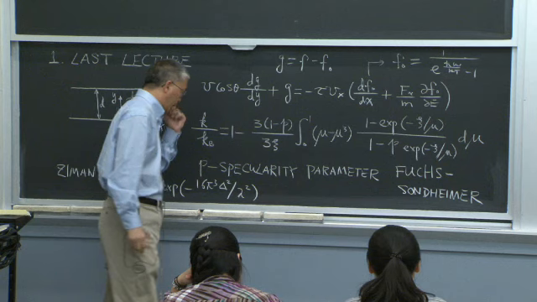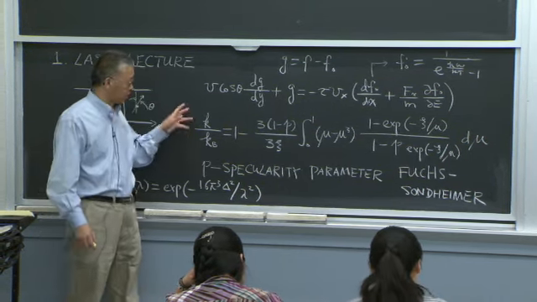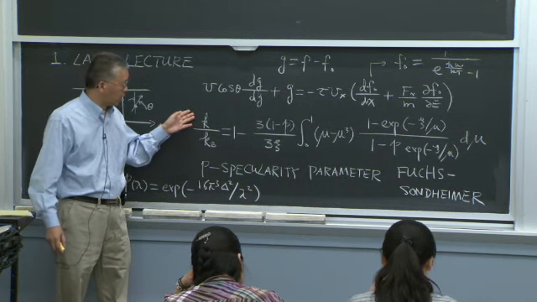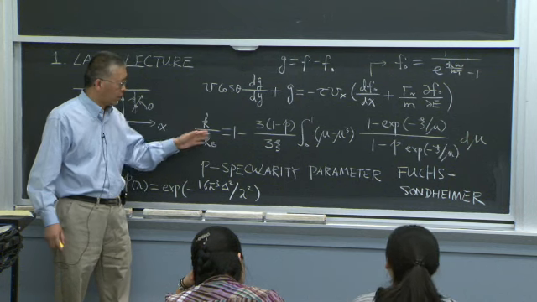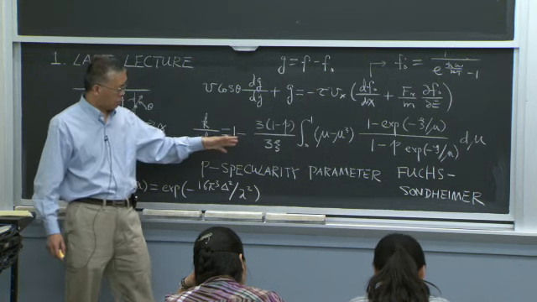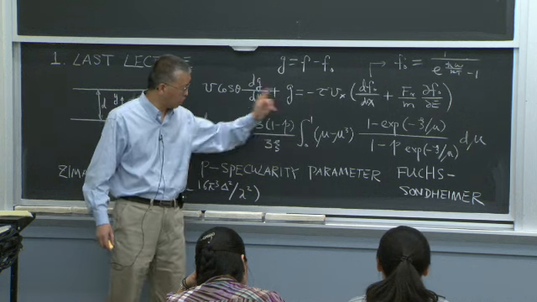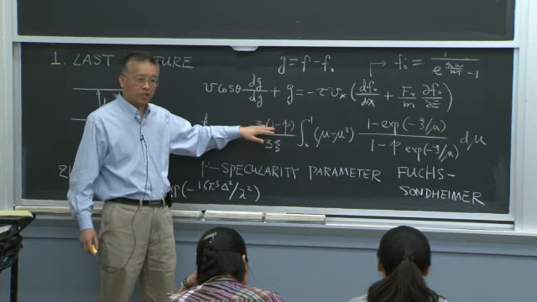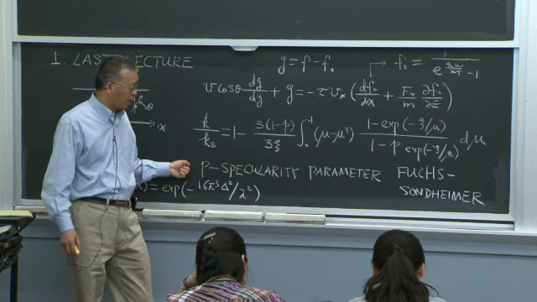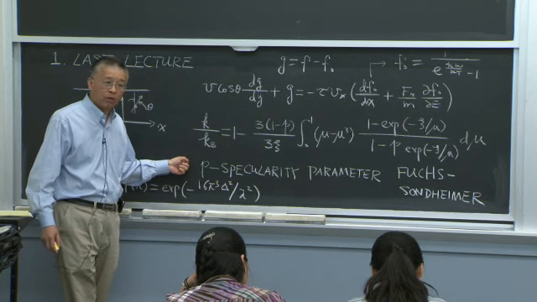Fuchs-Sondheimer originally solved it for electron transport. In the original paper, the electric conductivity ratio of the thin film divided by the bulk is 1 minus a reduction, and this reduction is an integral over mu, which is cosine theta, from 0 to 1. And p is a specularity parameter. If p equals 1, it's specular. p equals 0 is diffuse.